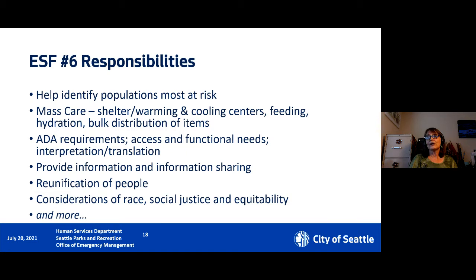Also, we want to help provide and share information. Reunification of people also falls under this. And then we're also looking at consideration of race, social justice, and equitability, as mentioned before. And there are many, many other areas, determined by the event and what is needed by the community.